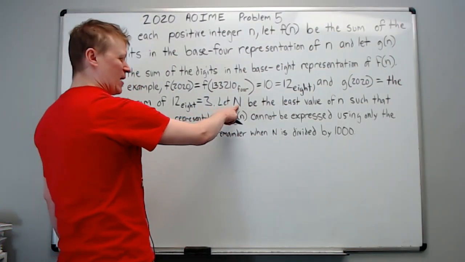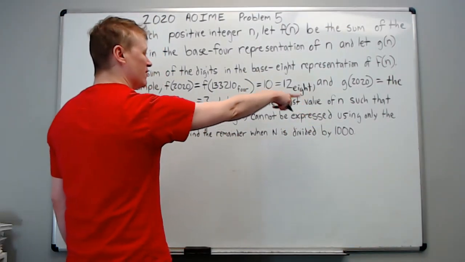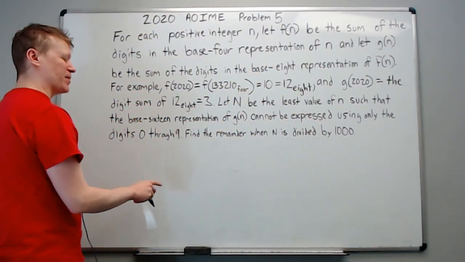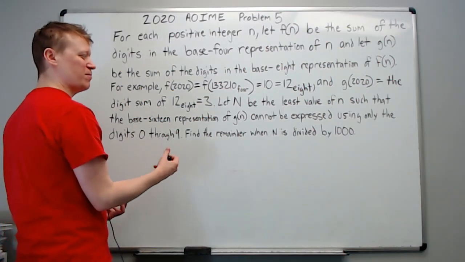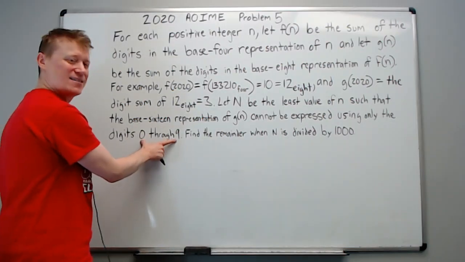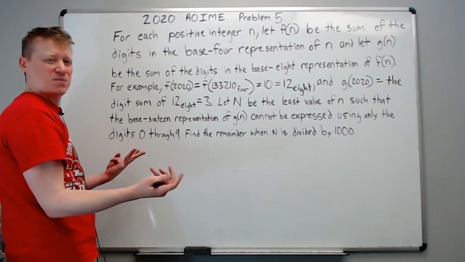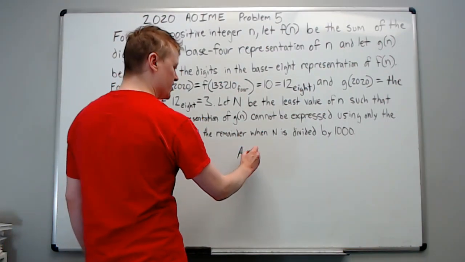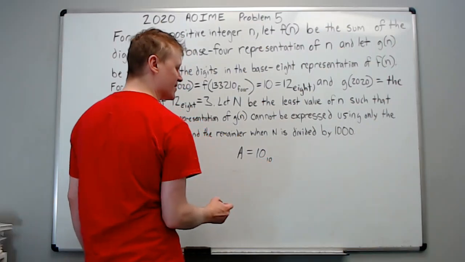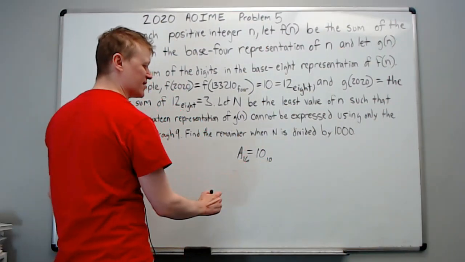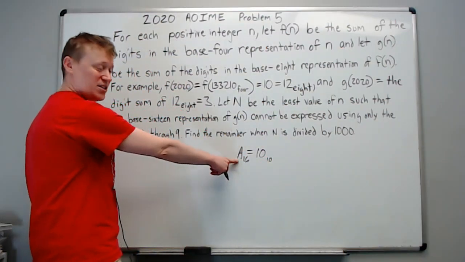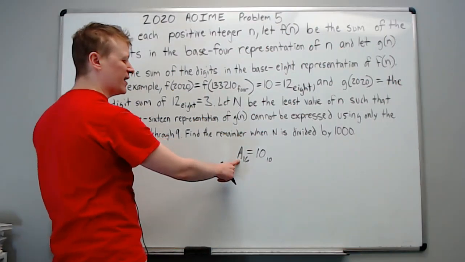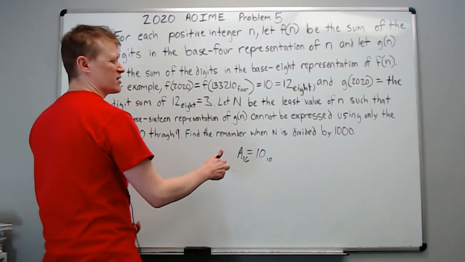We want capital N to be the least value of little n so that this happens. Well, what is the first base 16 number that is not 0 through 9? That'll probably be the smallest one. That works out. That's going to be A, which is basically 10 in base 10 format. So A base 16 is not a digit 0 through 9, I hope you would agree. So then let's see how this works.